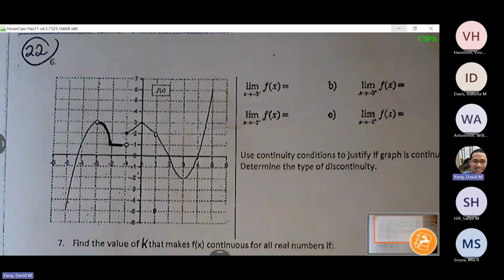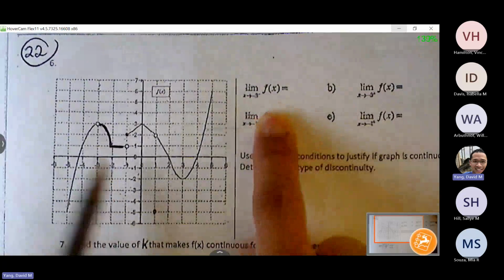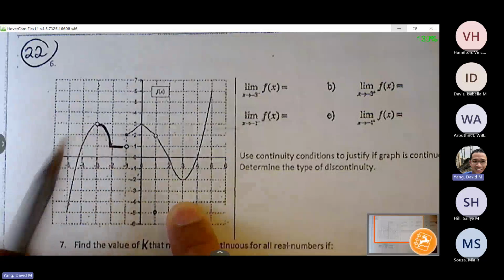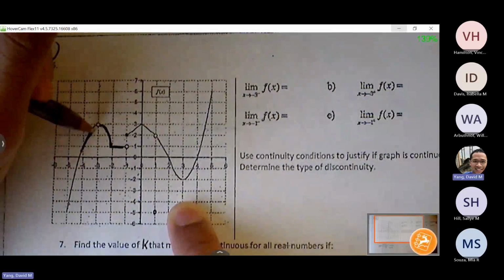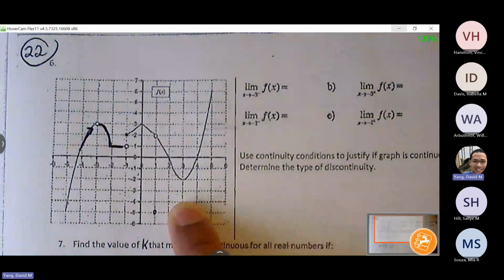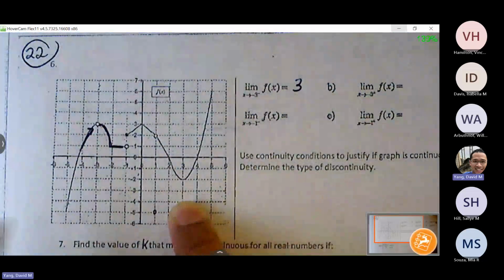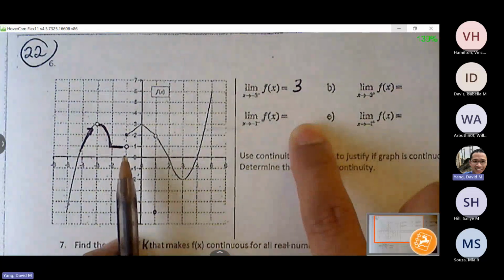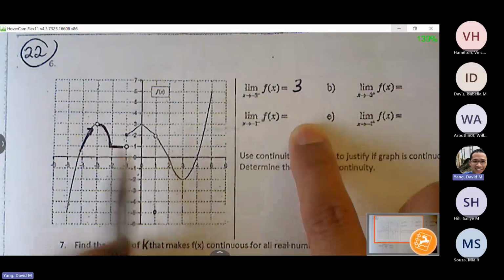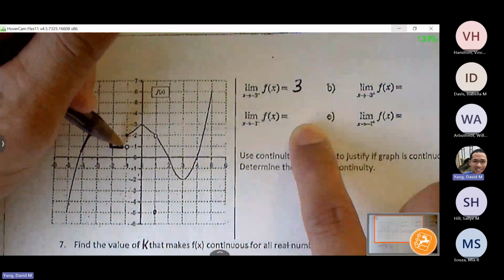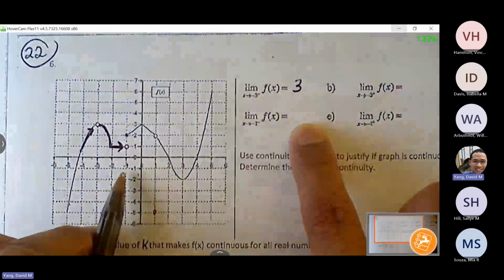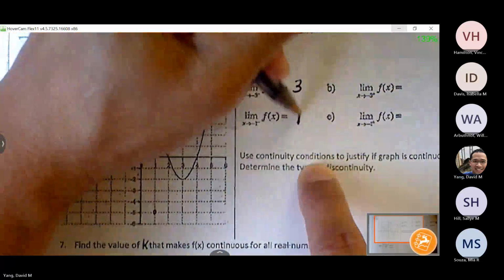Hard to see. Okay, limit as x approaches -3 from the left side of -3. So we go to the left side of -3. We see where that arrow is pointing. This arrow is headed towards a positive y value of 3. Approaching -1 from the left, we know it's going to be this portion there that is heading to a y value of 1.